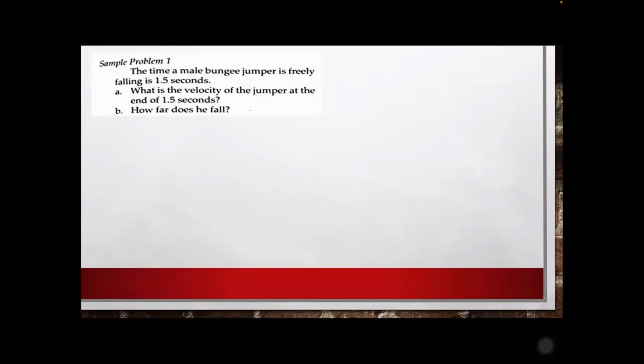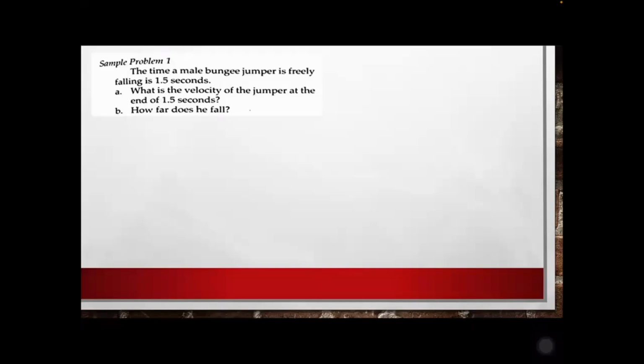In the problem, the given is that a male bungee jumper is freely falling for 1.5 seconds. What is the velocity of the jumper at the end of 1.5 seconds, and how far does he fall? A bungee jumper is someone who jumps from high up, going down, and has something tied to their feet.